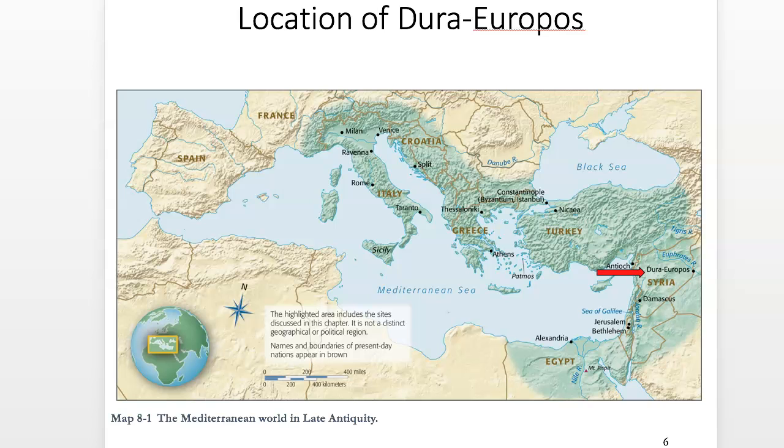Okay? Our first site we're going to be looking at is Dura Europos in Syria, modern-day Syria. It's an interesting place because it's often called the Pompeii of the desert. If you remember from last chapter, Pompeii was a town that was buried in ash by the eruption of Mount Vesuvius, and it was left intact. Well, this town, this Roman garrison, was abandoned, also intact, in 256 when it fell to an invading force.